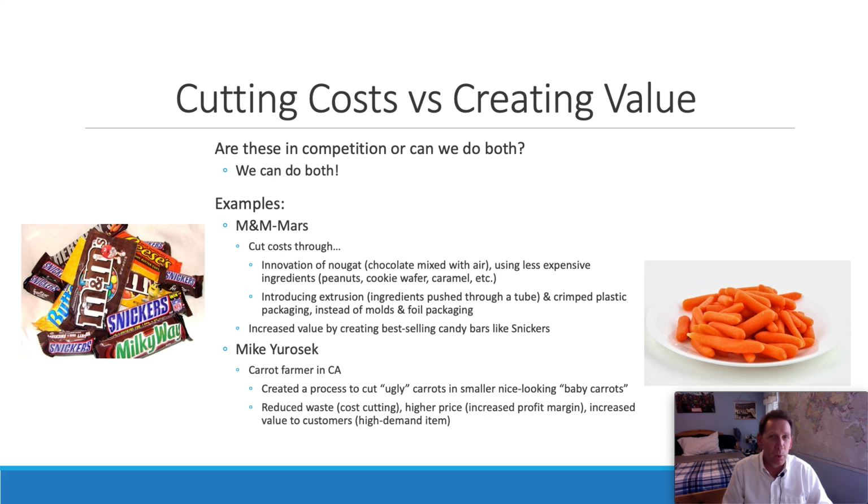And so he reduced his waste because instead of throwing away his carrots, he cut them into baby carrots. He created value for the customers, it became a high demand item, and he was actually able to charge a higher price for those baby carrots than the regular ones, which of course increases profit margin. So you can do both. Both of these cases are perfect examples of using the CPV triangle to create value on both sides, increasing the profit for both the buyer and the seller. And that essentially is our lesson on CPV triangle.